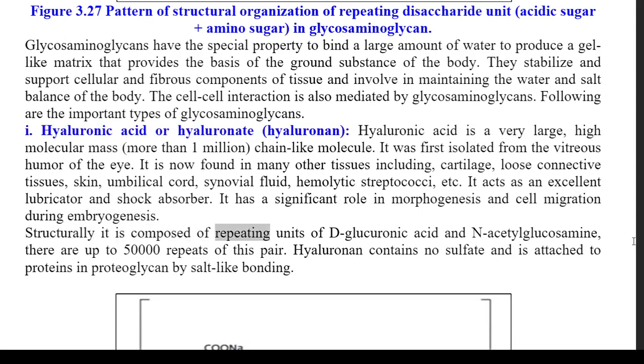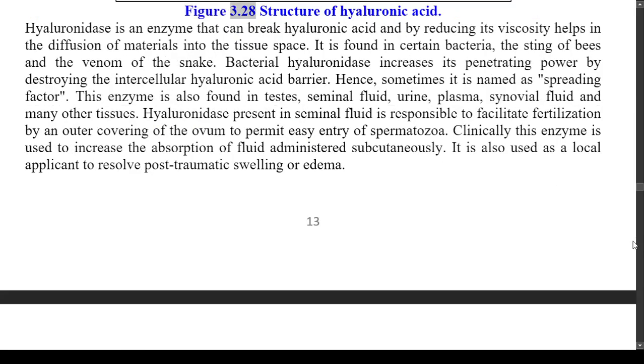Structurally, it is composed of repeating units of D-glucuronic acid and N-acetylglucosamine. There are up to 50,000 repeats of this pair. Hyaluronan contains no sulfate and is attached to proteins in proteoglycan by salt-like bonding. Figure 3.28 Structure of hyaluronic acid.